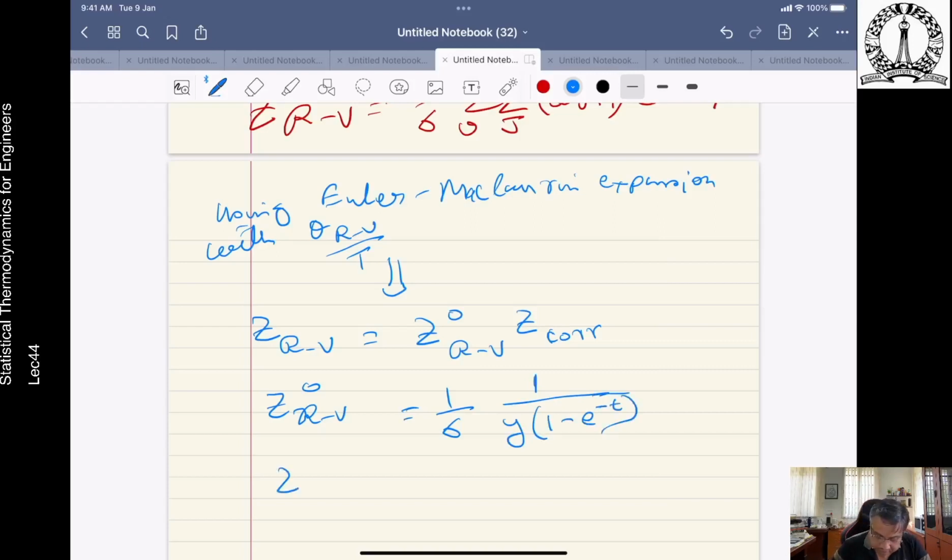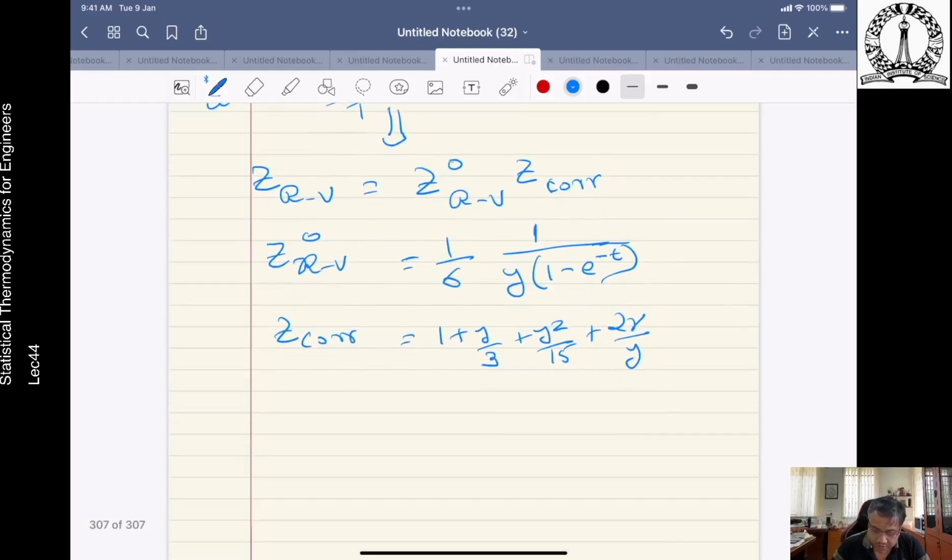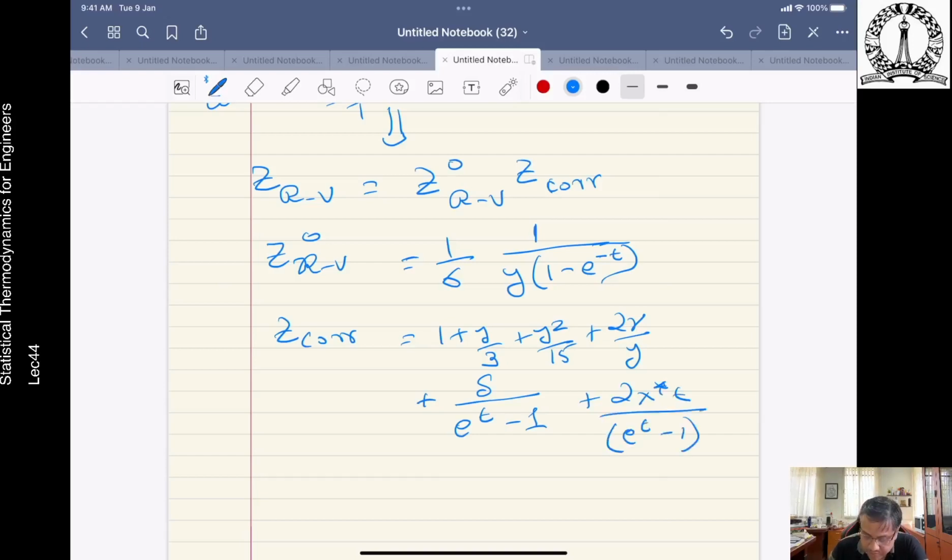Okay, and Z correction can be written as 1 plus y by 3 plus y squared by 15 plus gamma by y. So it's a long expression, just bear with me, plus delta by T minus 1 plus 2x star into e to the T over e to the T minus 1 squared.